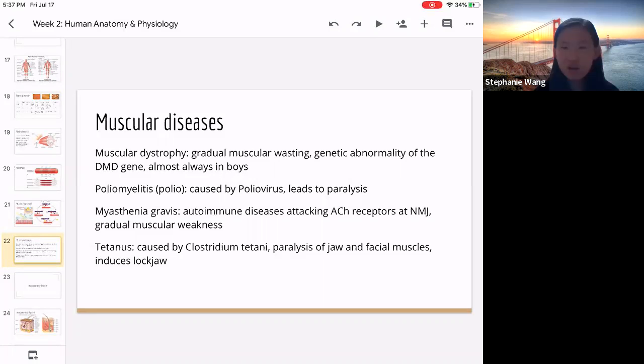I can't remember, but just know it's almost always in boys. Next we have polio. Unlike the other ones that we've talked about, polio is caused by a virus, so it's an infectious disease. Polio has almost been eradicated thanks to Bill Gates and his company. They've been doing a lot for polio, but basically it leads to paralysis, and it's usually a disease in third world countries like sub-Saharan African countries.